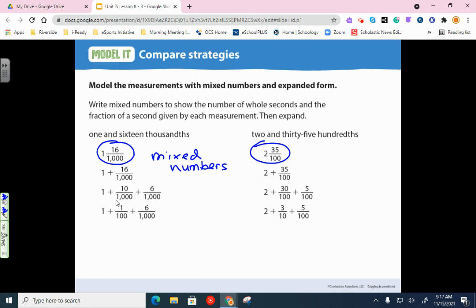And show the numbers as a whole second and a fraction of a second given for each measurement, and then expand. So the first time was 1 and 16 thousandths. This is our 1 second, and this is our 16 thousandths. And then we can break down the 16 thousandths into 10 thousandths and 6 thousandths, and even further, 1 hundredth and 6 thousandths. Do the same over here on the right. We've got 2 seconds, 2 and 35 hundredths. It's got 100 here, and we've got 1,000 over here. And it breaks down in expanded form for that.